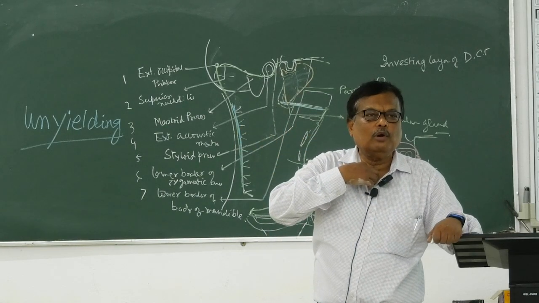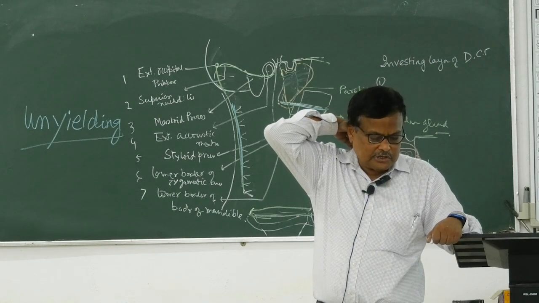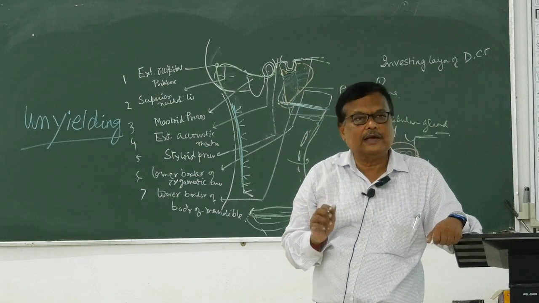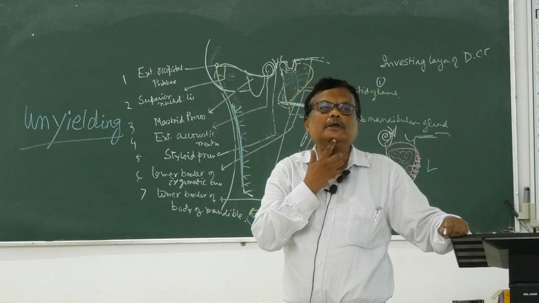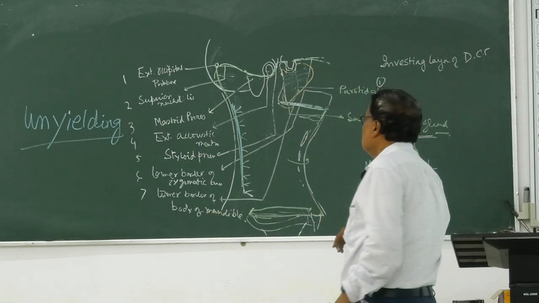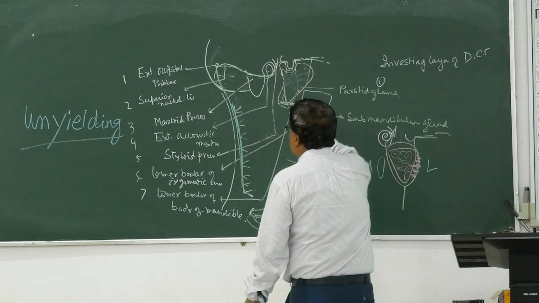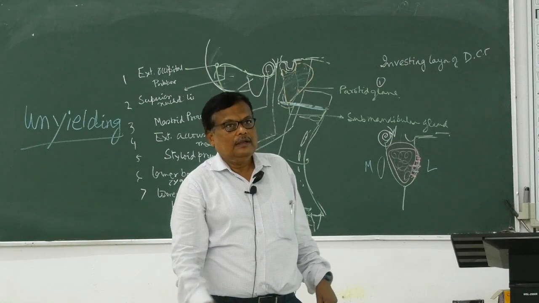Inferiorly lower border of the manubrium sterni, clavicle, acromion process, spine of the scapula. Anteriorly symphysis menti, hyoid bone and thyroid cartilage. তাহলে these are the attachments of the investing layer of the deep cervical fascia.